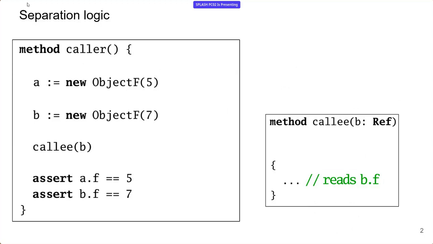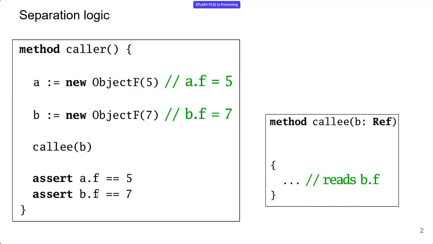As an example here, we have a method caller that allocates a new object with a field f with a value 5. So what this does, it simply creates an object with a field f and a.f is 5. Similarly, we create a new object with a value 7 and assign it to b. And then we have a method call here to callee with b. The implementation of callee is not shown on the right, but we just know that it reads b.f. And finally, at the end of the program, we want to show that here a.f is 5 and b.f is 7. So we just want to prove here that these values were not modified.